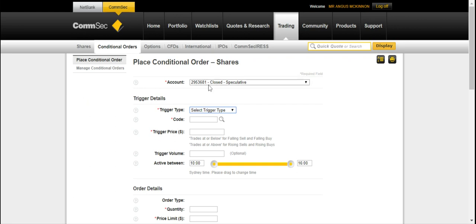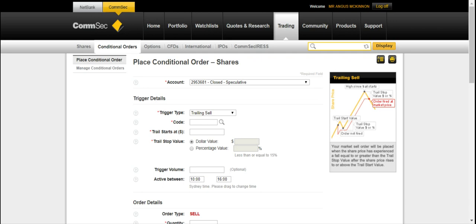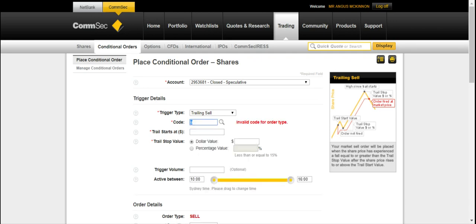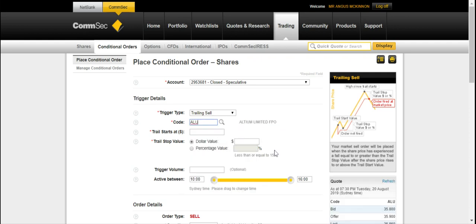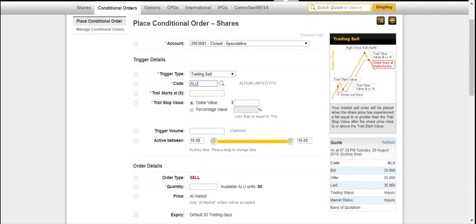Just to show you how I place a conditional order: as soon as I buy a stock, I always come in, and again, this is just how I trade, I always place a trailing sell. I've got a stock called Altium, which is ALU, and I think I've got 60 of it. See how down here, if you've typed in the right code, it says 60. Now the current bid is $35.80.